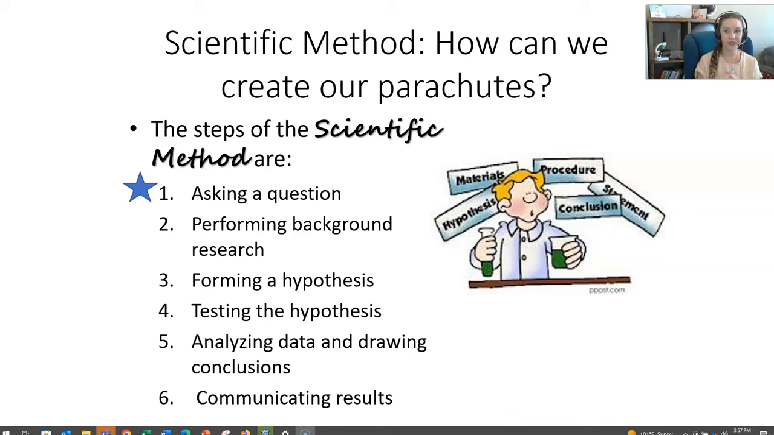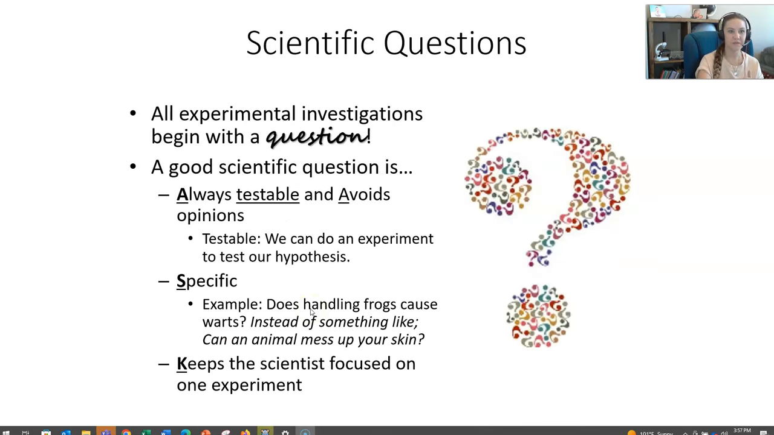We are going to start this year by learning about the scientific method, and this is your first lesson. So today we're just going to go over the steps of the scientific method. And then as we go through the unit, we'll learn a little bit more deeply about these specific pieces, okay? So today we're talking about how do we ask a question? How do we ask a scientific question?